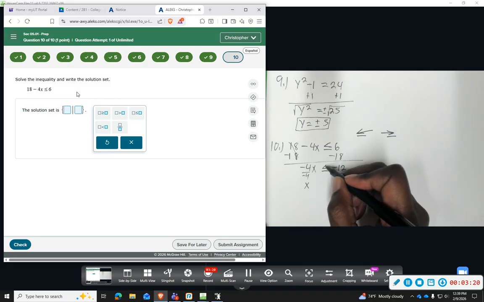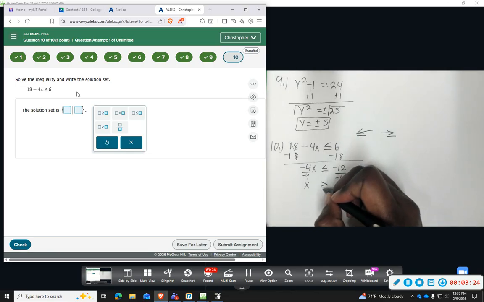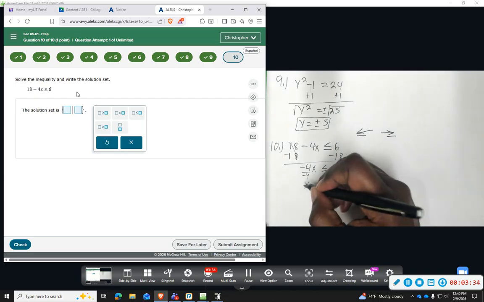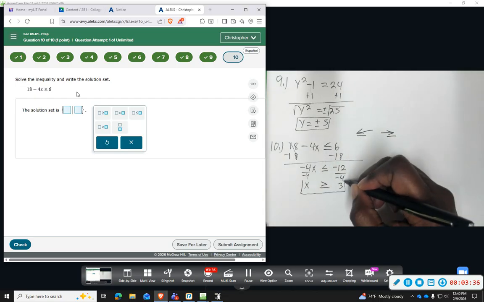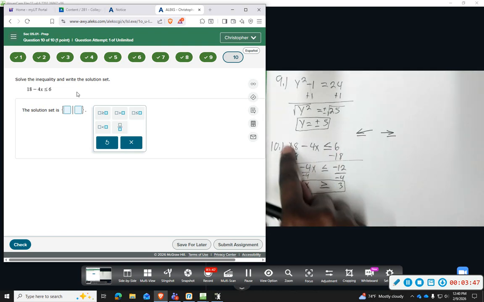Alright, since this is an inequality sign, it goes from less than to greater than. It happens only when you divide or multiply by a negative. These signs went from negative to positive, so does this sign. This is your solution. Once you get the variable isolated, this is your solution: x is greater than or equal to 3. So that means any number that you pick that is greater than or equal to 3, this equation will hold true.